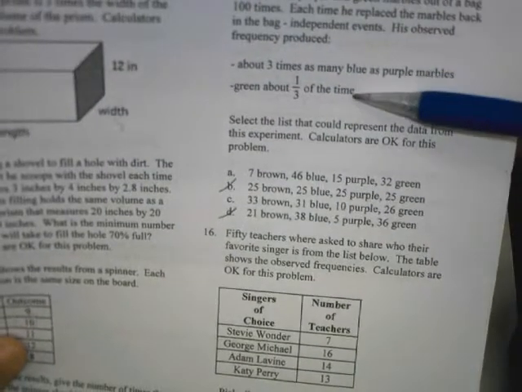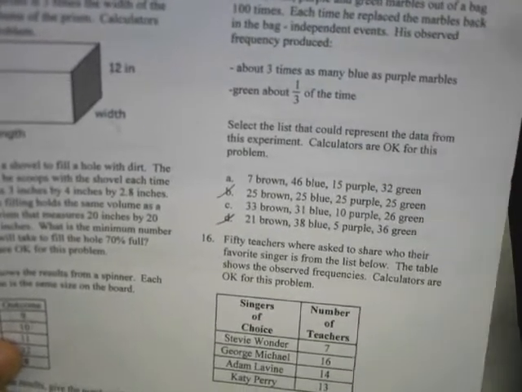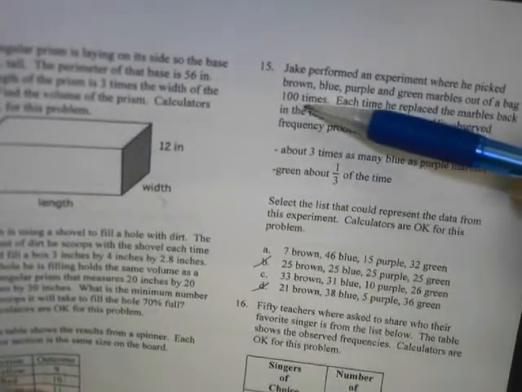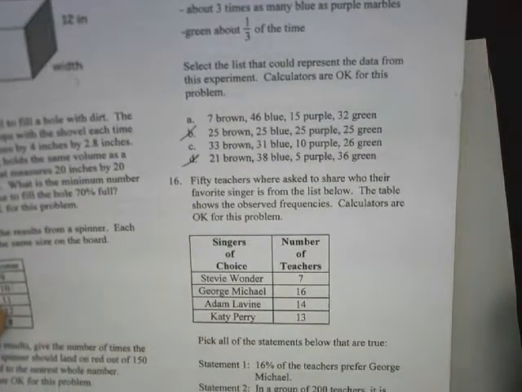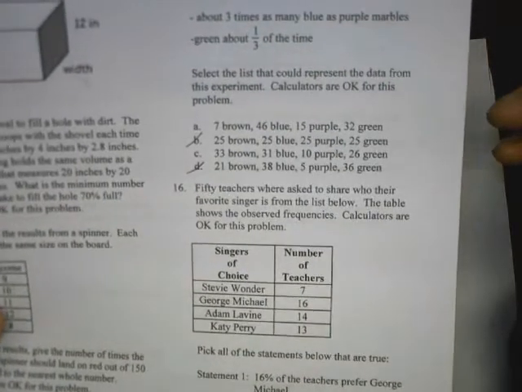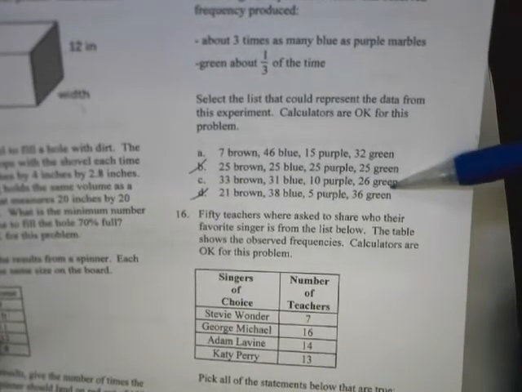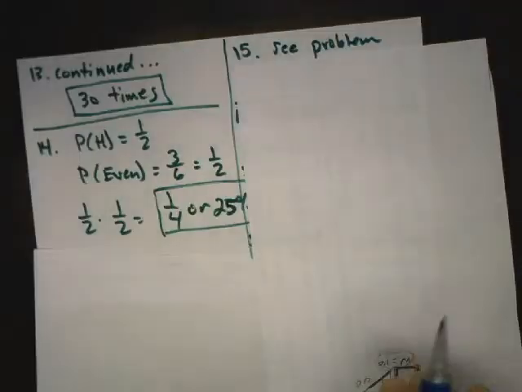So now we'll read the next part. The next part says this. He noticed his observed frequency gave him green about a third of the time. Well, these are 100. Remember it says that 100? Or you can add them up on the calculator to get 100. A third of 100 is about 33. So A has about 33 green. C doesn't. So the answer has to be A.